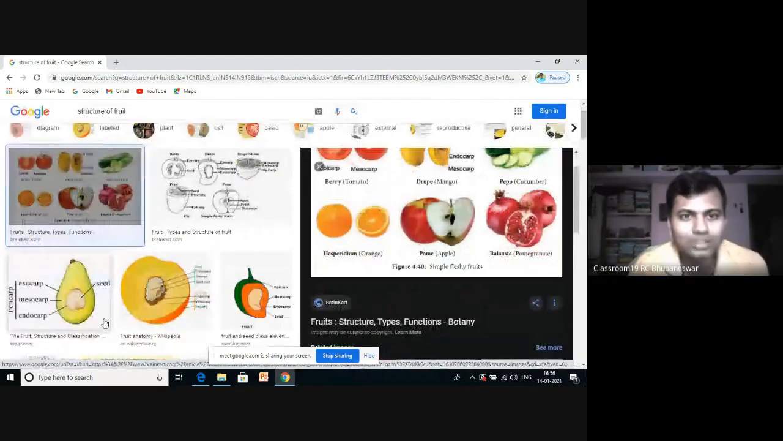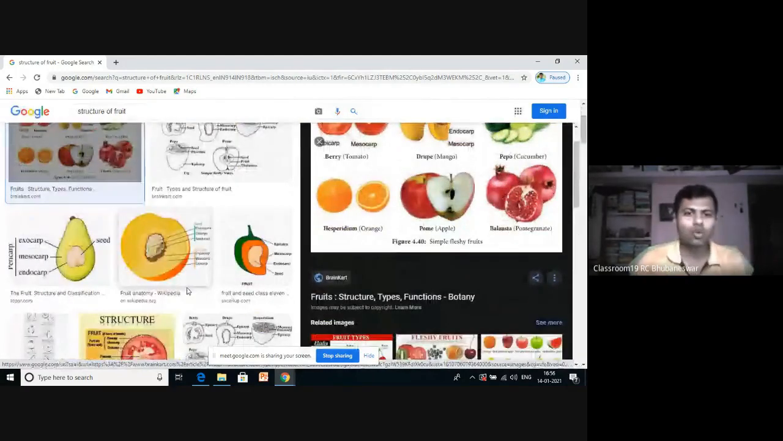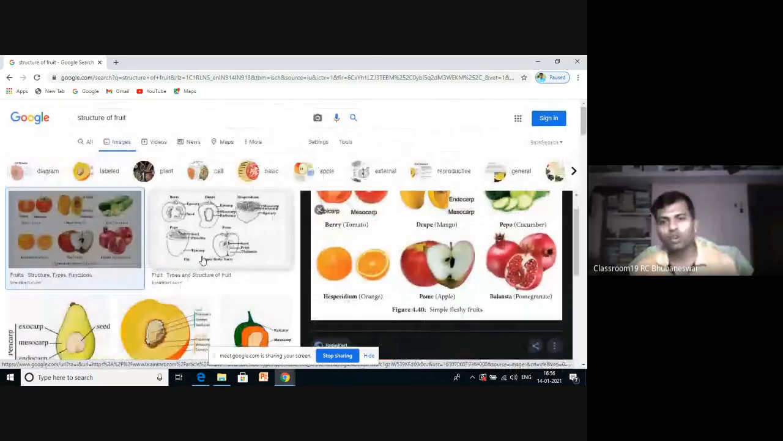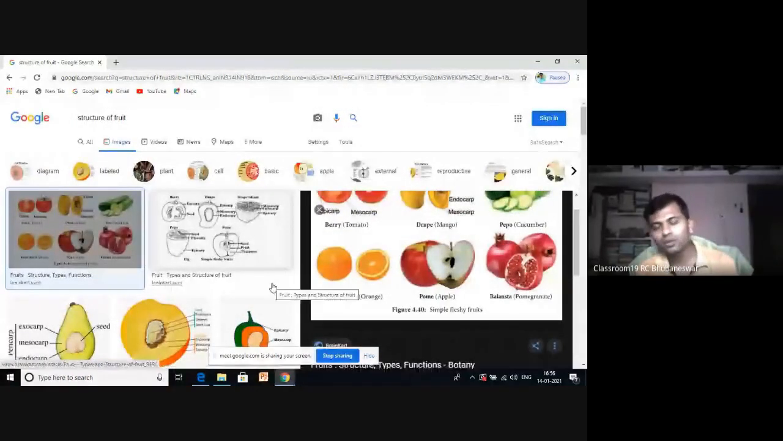Now simply, tell me in the case of coconut, which are the epicarp, mesocarp and endocarp?